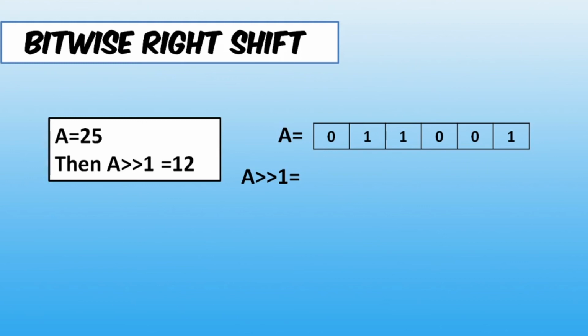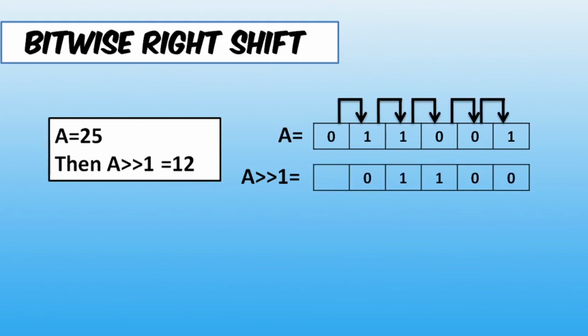So this operator shifts each bit to the right, that is 0 in place of 1, again 1 in place of 1, and this 1 again 0, and so on. So finally it will be 0 1 1 0 0, and there's a blank space, so this is also going to be filled with 0 automatically. So this is equivalent to 12. So let me demonstrate it.